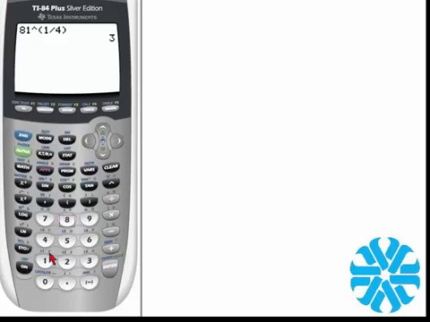Now let's see what happens if we do not use parentheses around the 1/4. So that's 81 raised to the 1 divided by 4. What this means is that 81 is raised to the first power, and then that answer, which is 81, is then divided by 4. And remember that order of operations is holding true here. It's doing the exponents first, and then it's taking that answer and dividing it by 4. So if we hit Enter, we get a completely different answer. We get 20.25. So remember, when you're using fractional exponents, make sure that you put the fraction in parentheses.